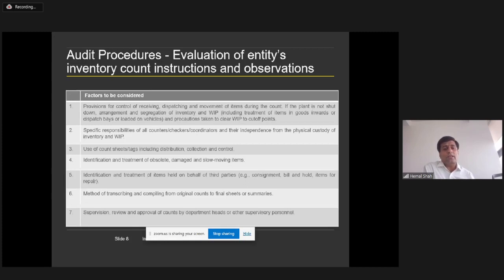So those checks are very critical. Finally, use of the count sheet tags, including distribution and collection and control. So those are some of the critical things. What are the management controls for identifying obsolete, damaged, or slow moving inventory?